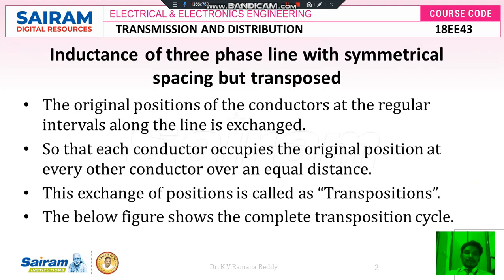Let us see here, the original positions of the conductors at regular intervals along the line are exchanged, to change the direction from one tower to another tower. If I want to distribute a group of transmission lines to various sites with various other towers, I want to make it convenient. So according to our purpose, I am going to change the positions of the conductors. This is called inductance of a three-phase line with symmetrical spacing but transposing, so that each conductor occupies the original position of every other conductor over an equal distance.